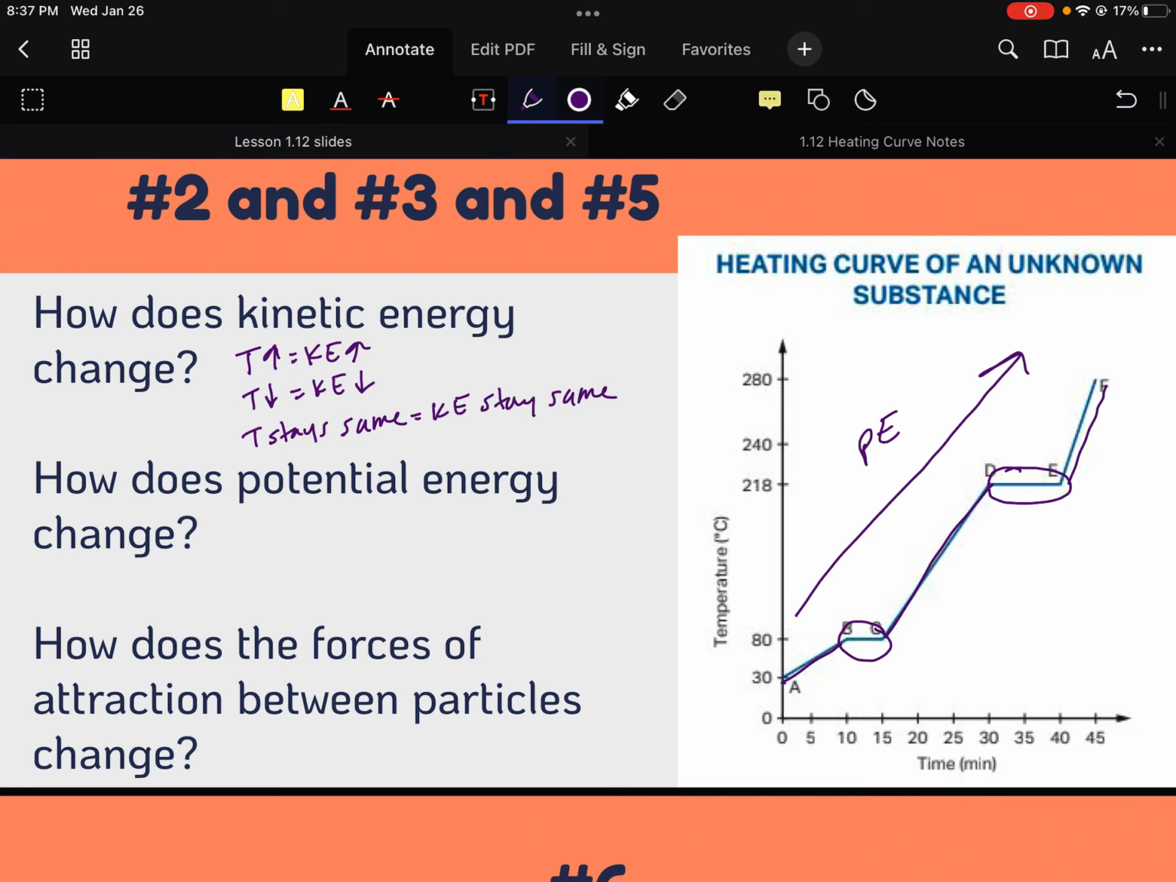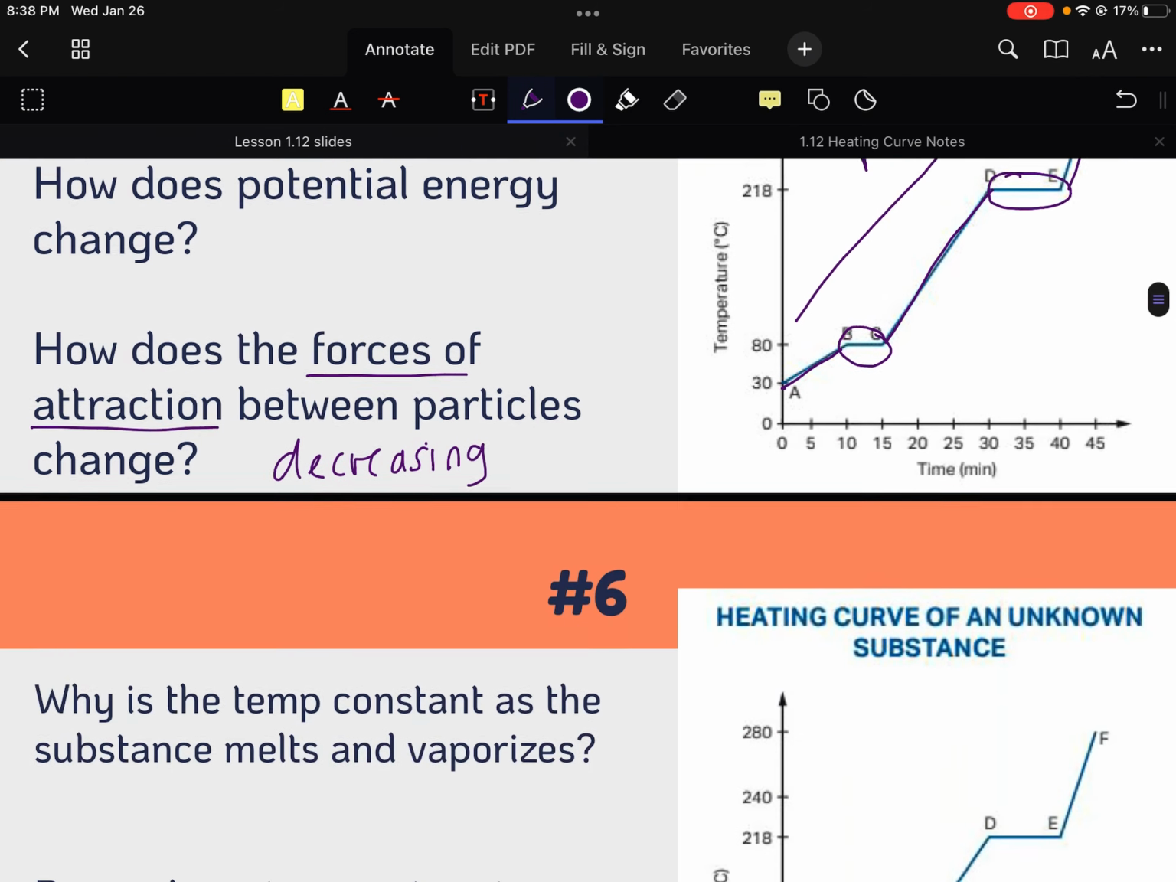So it's kind of increasing our whole time. Our forces of attraction, right? If we think back to what we know, solids have very strong forces of attraction, so they're held tightly together, and then our gases have very weak forces of attraction. So we know that our forces of attraction are decreasing as we move up our graph.